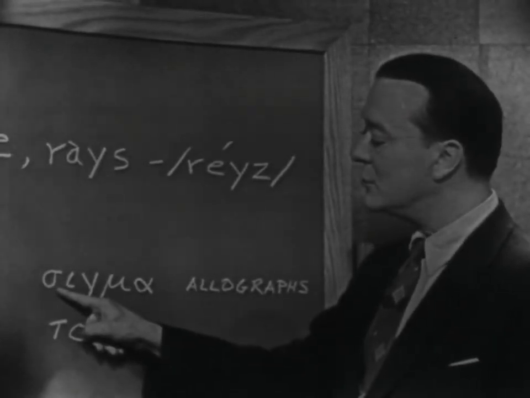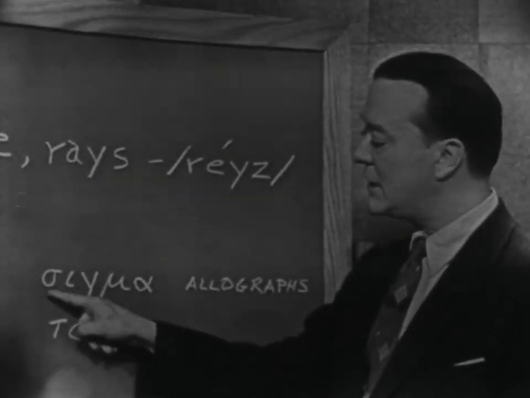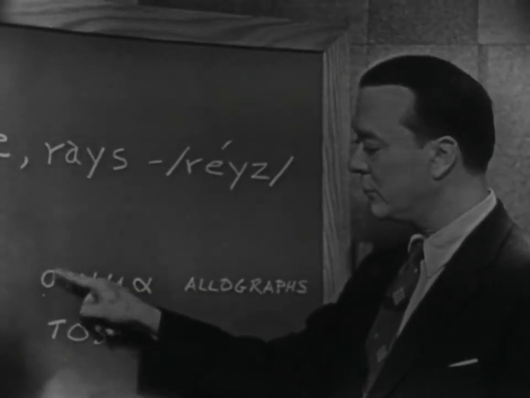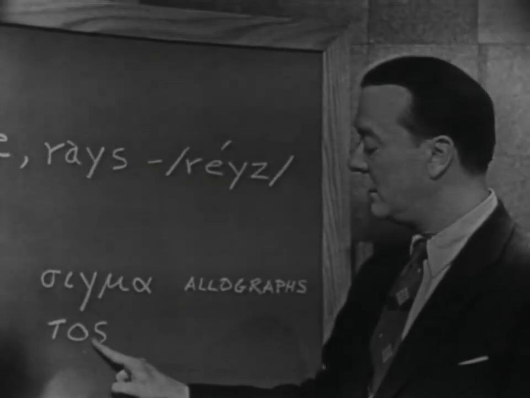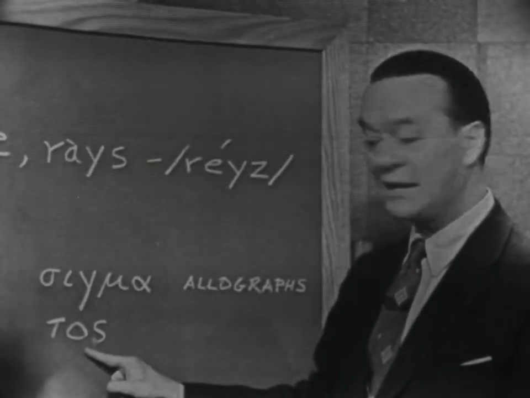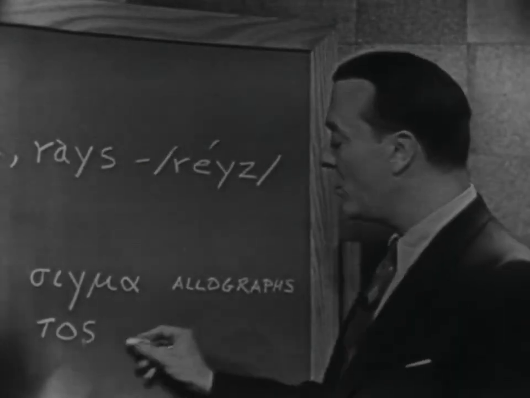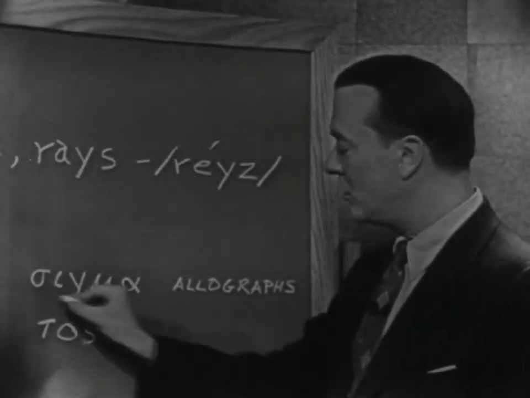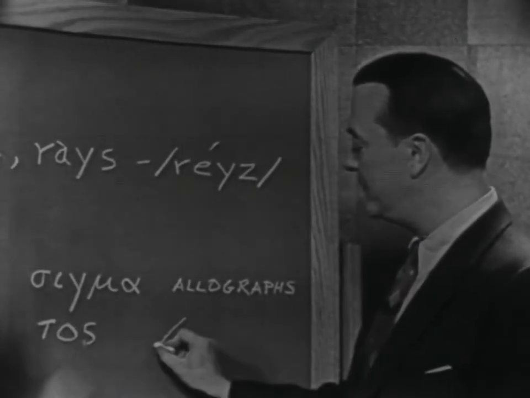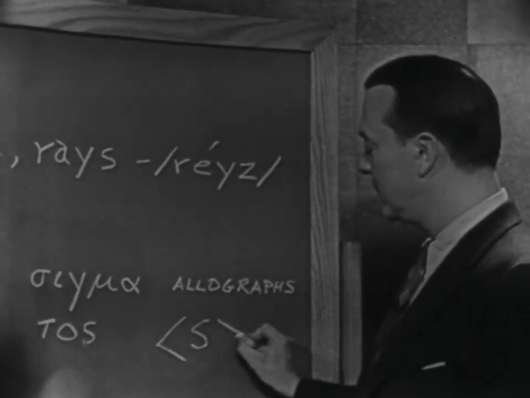And when you write it in Greek, when it begins a word, it's written that way, like a little O, sort of, so to speak, with a little tail on it. But when it's at the end of the word, it looks very much like our form of S, just about like that. Sigma and tos. In other words, these are positional, predictable variations, allographs, of the grapheme that we could write sigma.